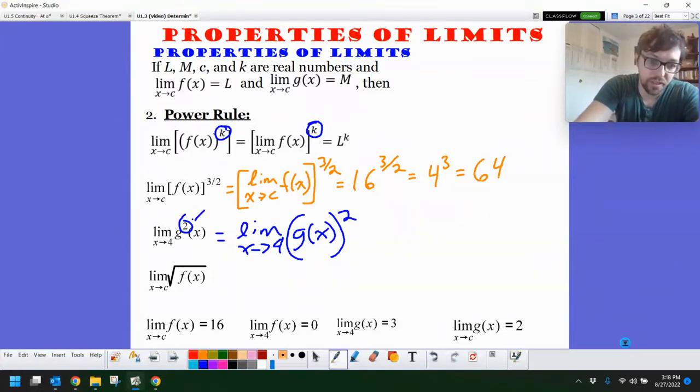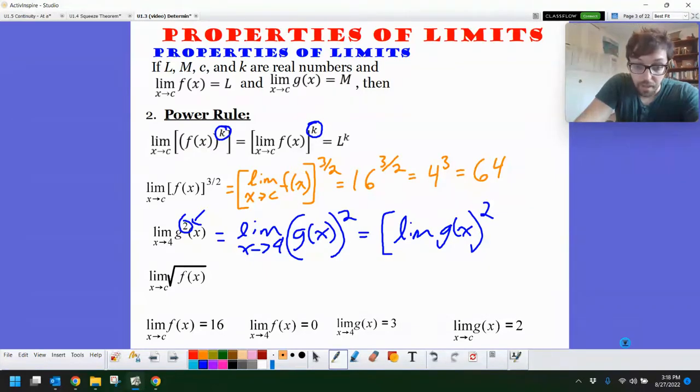What's going on over here is a little mathematical shortcut. So just like in the one above, we can just square this whole limit of g of x, like so. So let's see. This is as we're approaching 4 for g of x. So that is 3. So this is just, that should be a bracket, so this is just 3 squared, which is 9.